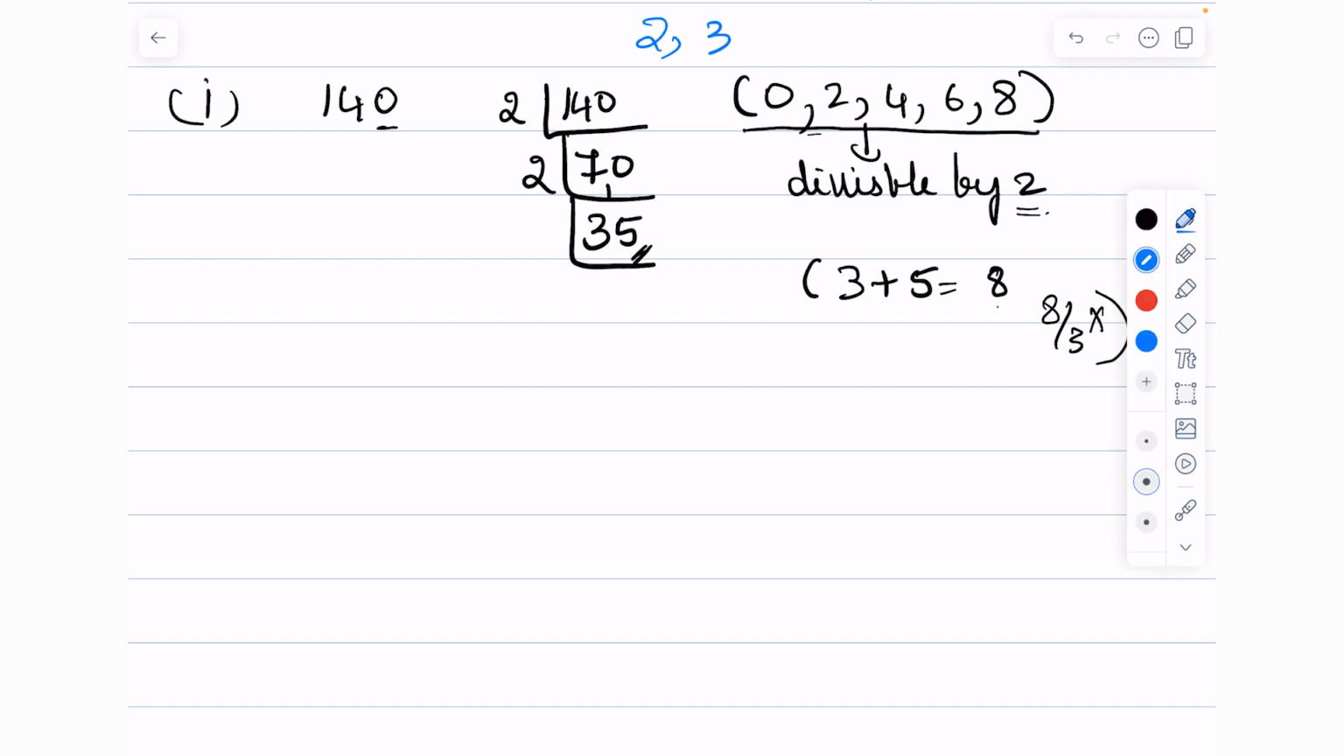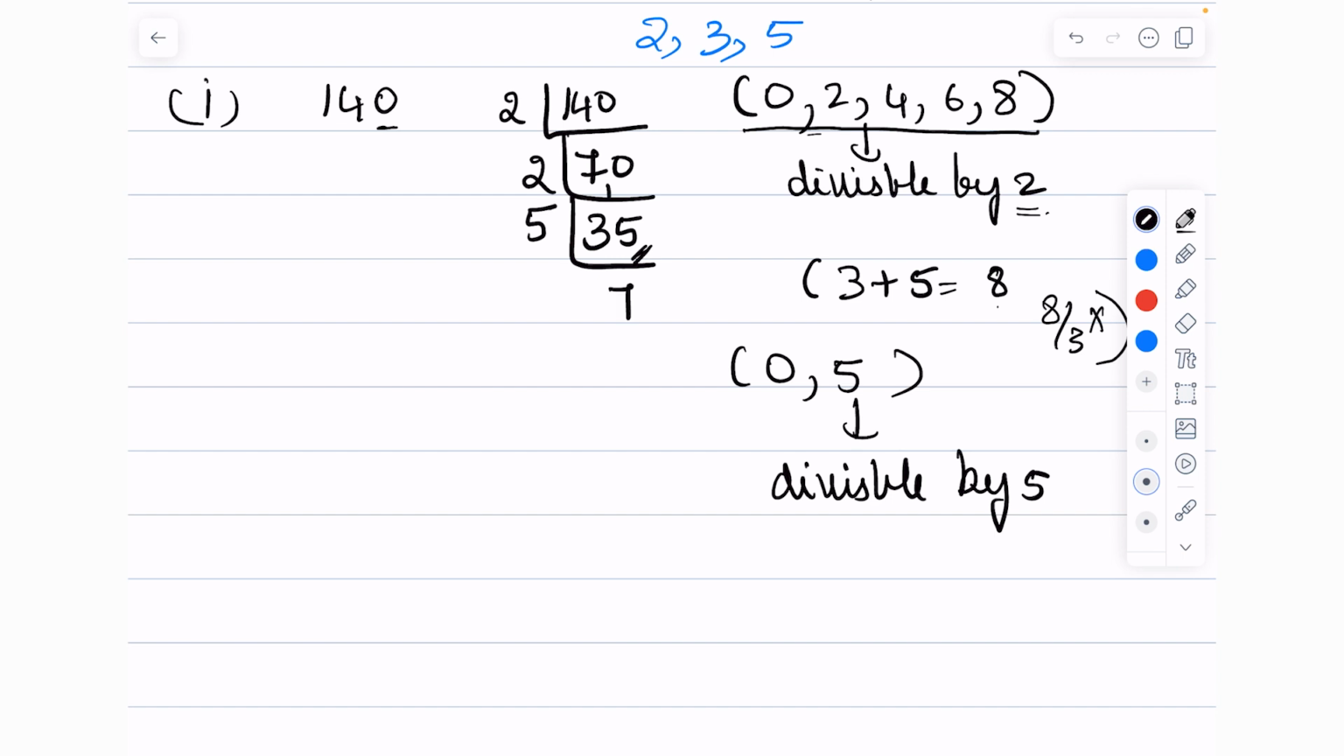After 2, 3, what is the next prime number we have? We have 5. So let's check if it is divisible by 5. If any number ends with 0 or 5, it is divisible by 5. 5 7s are 35. We know 7 is a prime number, so 7 1s are 7. So 140 can be expressed as a product of 2 into 2 into 5 into 7. We are writing only the prime numbers and in ascending order.